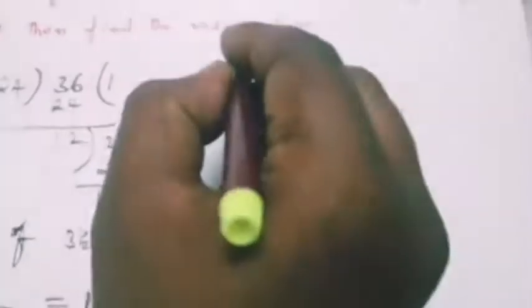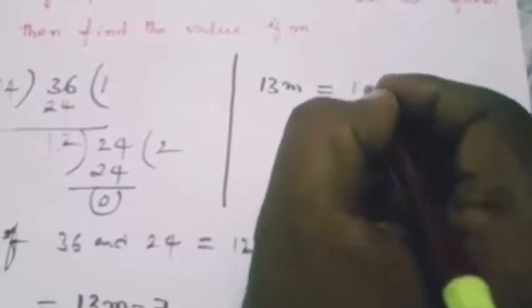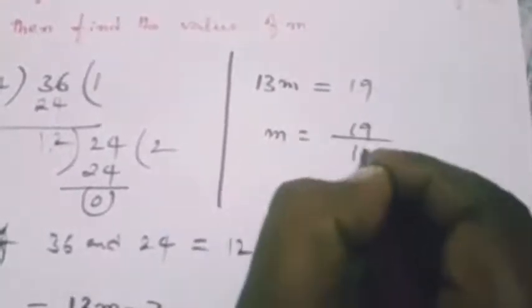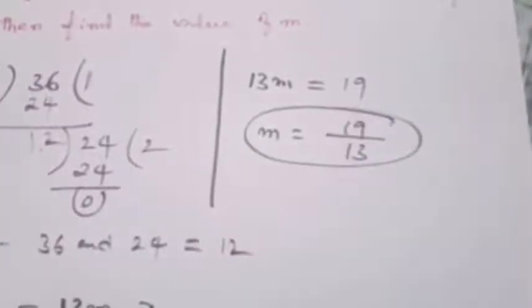Now 13m is equal to 12 plus 7, it is 19. Now m is equal to 19 by 13 is the answer. Okay.